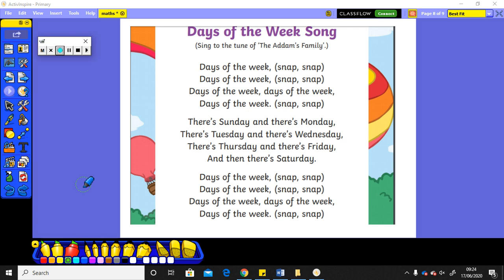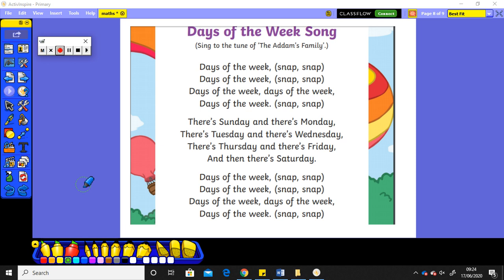Let's start off together by singing our days of the week song and join in with me if you can. So it goes like this: days of the week, days of the week, days of the week, days of the week, days of the week. There's Sunday and there's Monday, there's Tuesday and there's Wednesday, there's Thursday and there's Friday, and then there's Saturday. Days of the week, days of the week, days of the week, days of the week, days of the week.